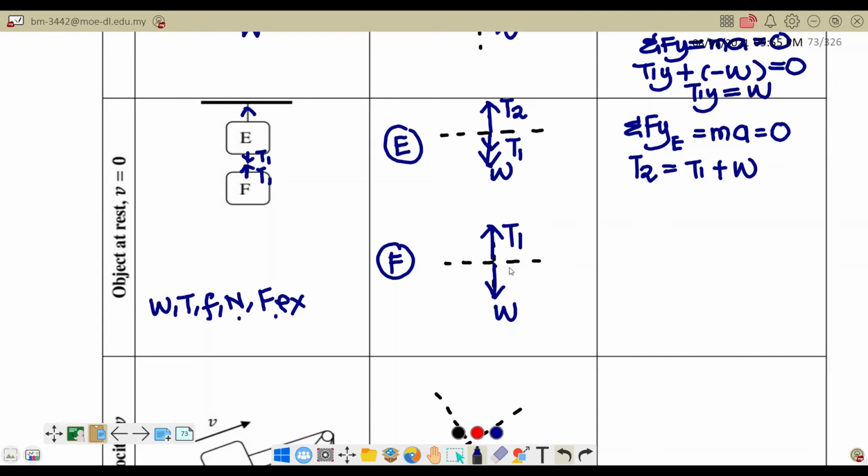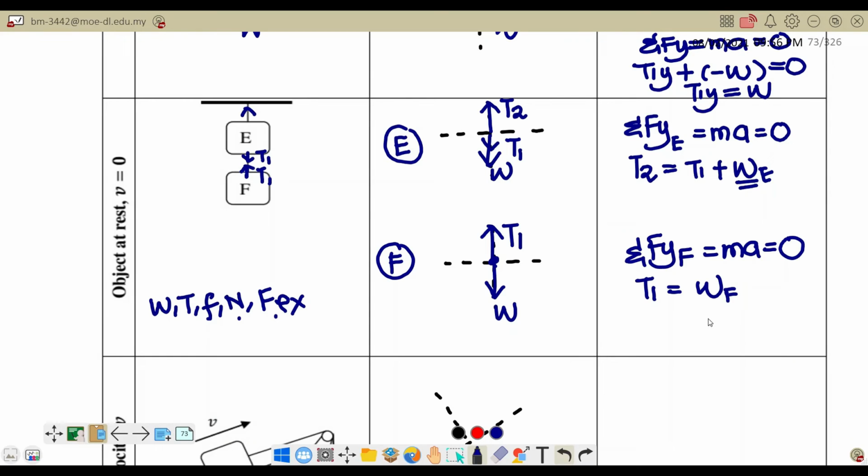For F, Fy equals to ma and a is equal to 0. Because it's static, it's balanced, meaning that T1 will equal your weight. Here we have two different weights. This weight is the weight for E, and this is the weight for object F, different weights.